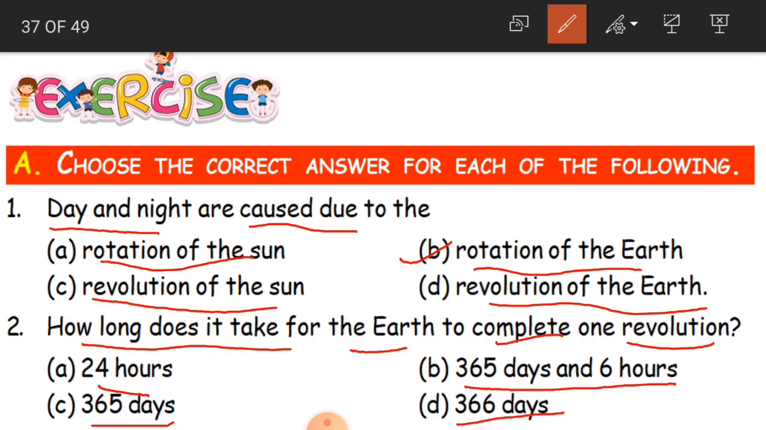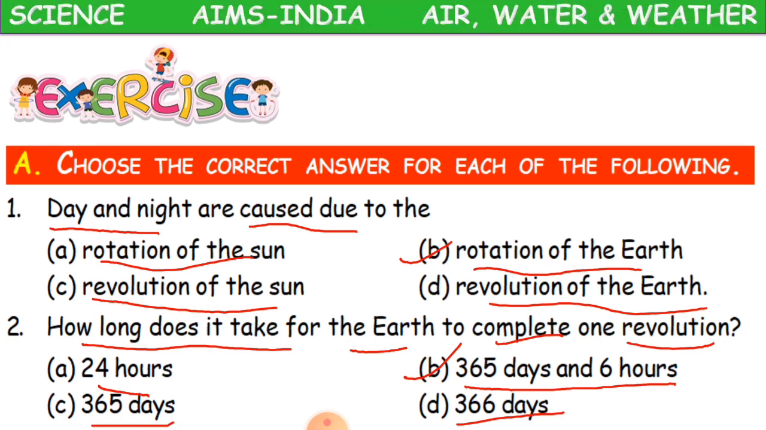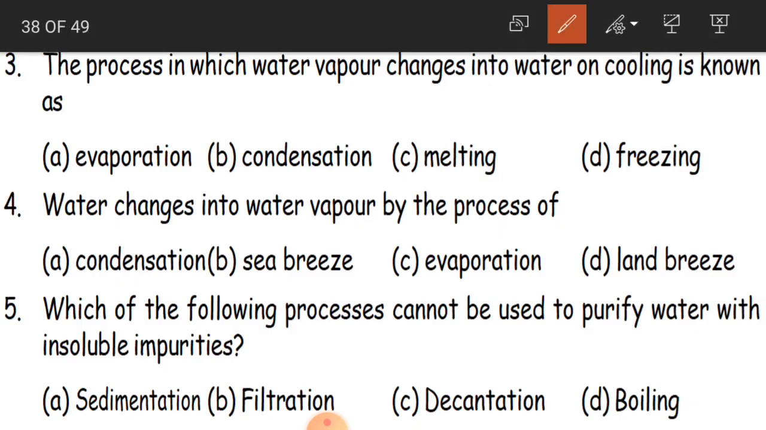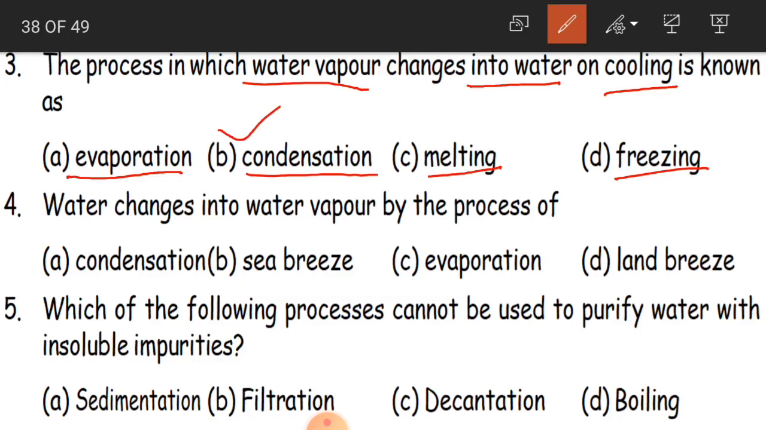And the answer is B, that is 365 days and 6 hours. Clear children? Now the third question is, the process in which water vapor changes into water on cooling is known as either evaporation, condensation, melting or freezing. And the answer is children B, that is condensation.